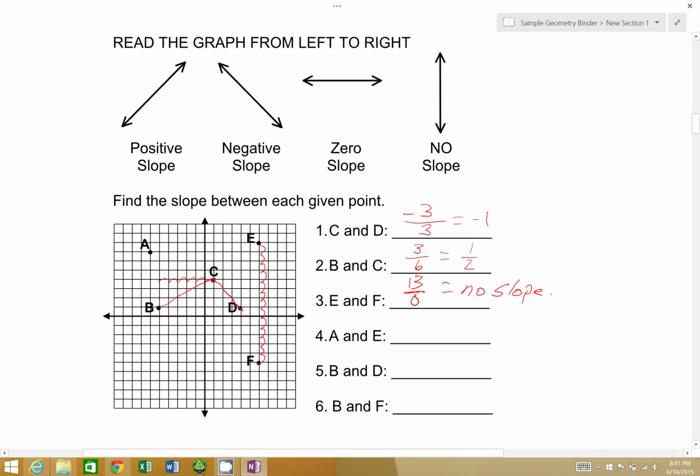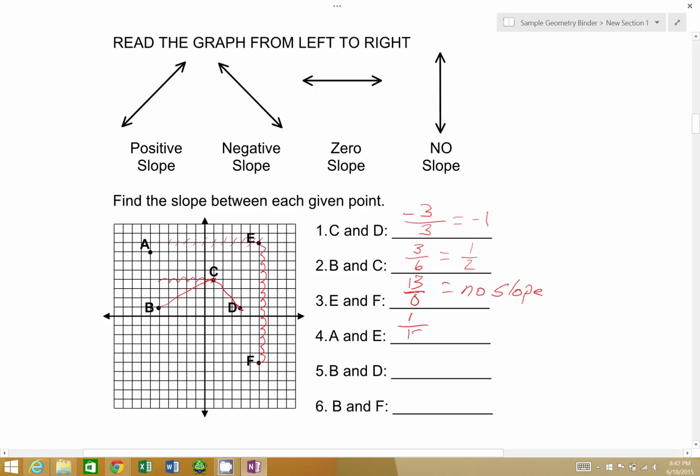Okay? Now, from A to E. A to E is a much longer slope. Notice how flat this slope will be. There's a little principle we can learn here. The flatter the slope, the bigger the fraction it is. The steeper the slope, the bigger a whole number it is. So look, I go up 1, my rise is 1, and I go over 1, 2, 3, 4, 5, 6, 7, 8, 9, 10, 11, 12.